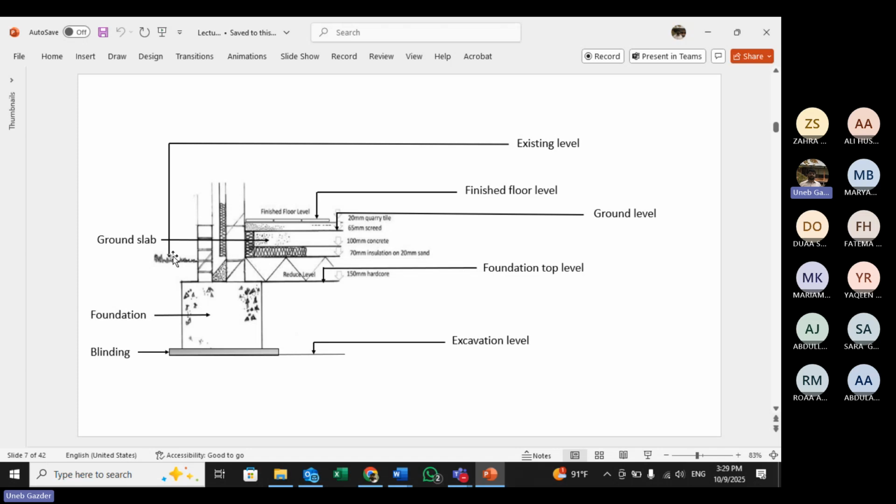So ground slab means the concrete slab which you will have under the first floor, and the level of the top of that slab is the ground level. And then you have the existing level, which is the normal natural soil before any construction or anything. Okay, so these are the items in terms of levels.